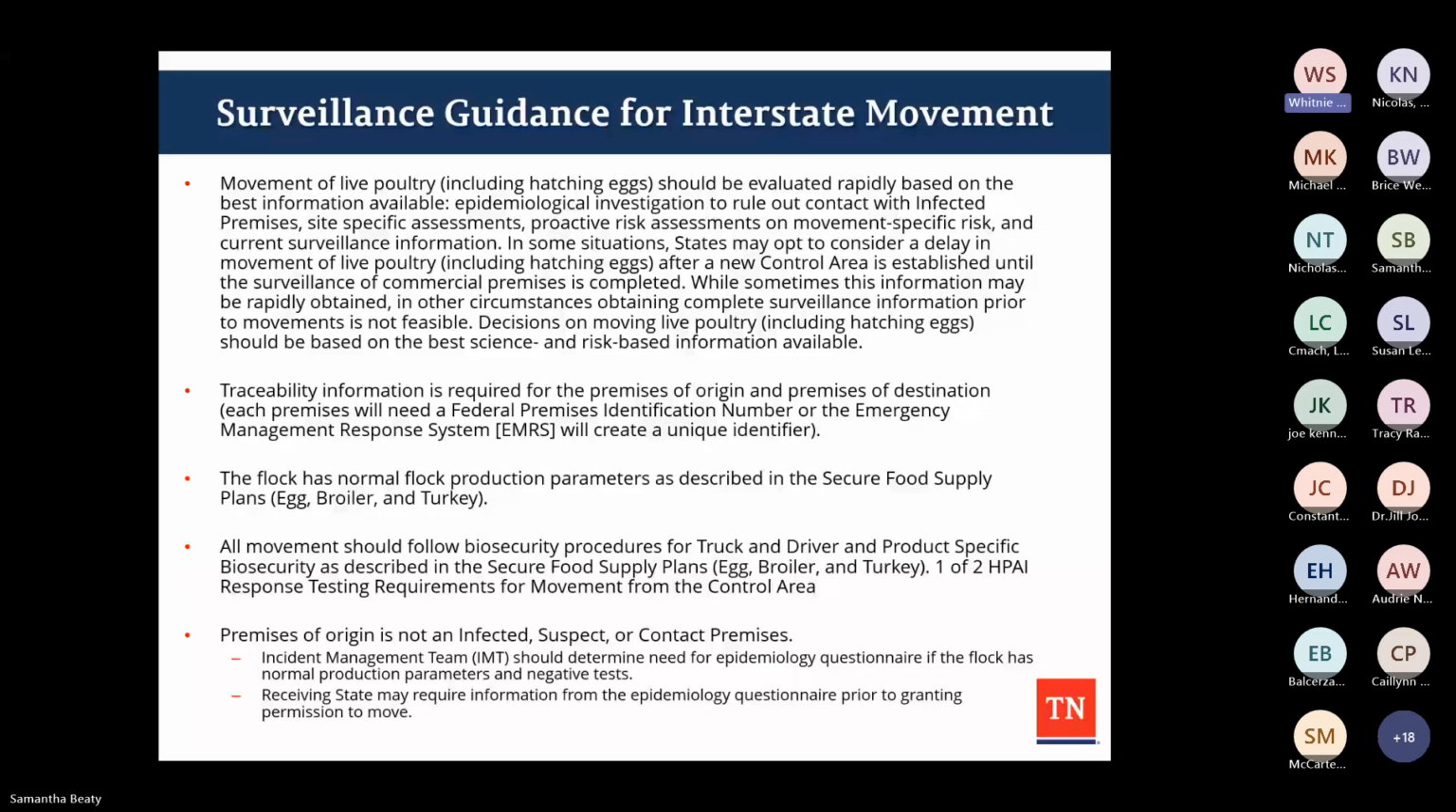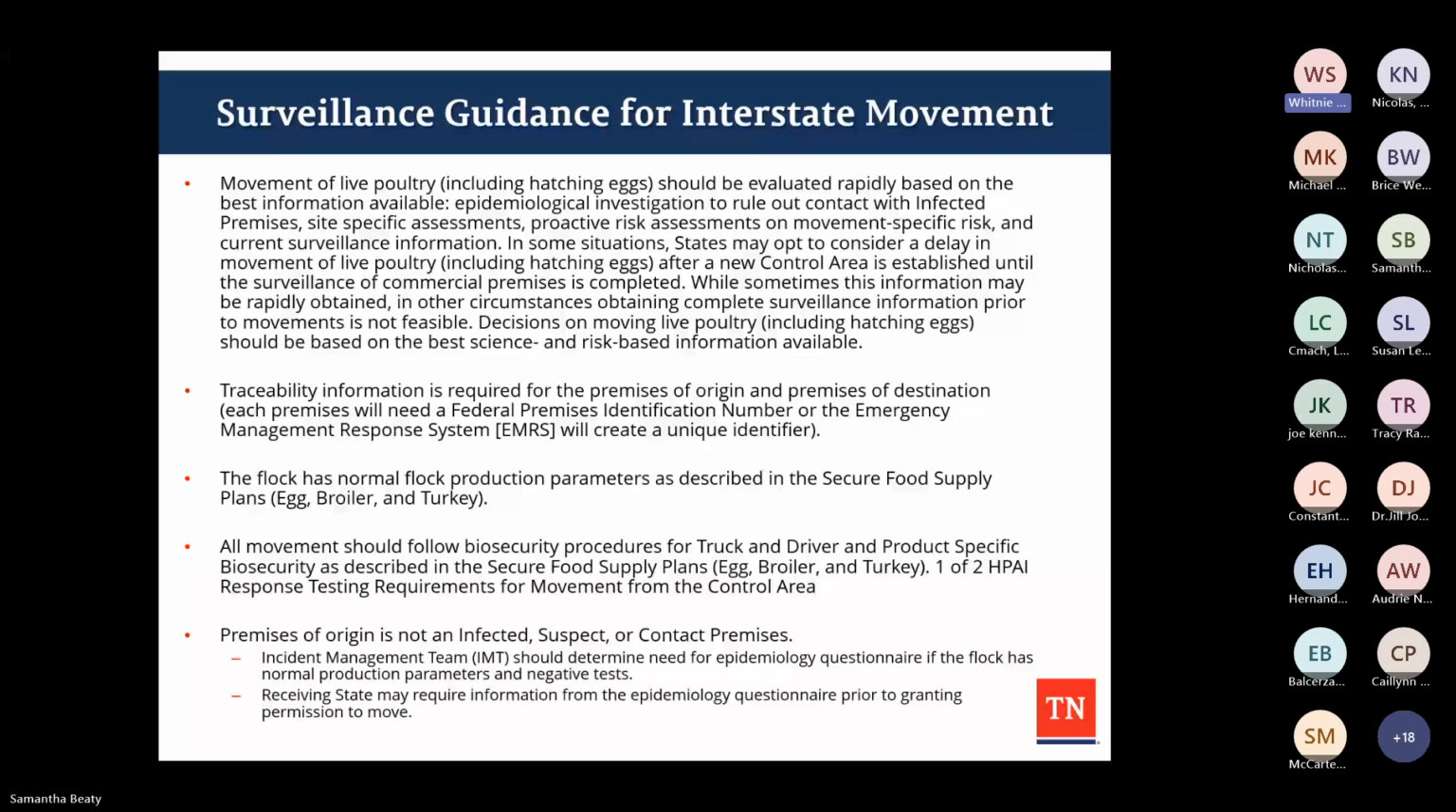So this slide just kind of talks generally about the requirements for both permitted movement and interstate movement. Because a lot of times things are moving out of a control zone just to another place within the state, but they can move out of state. And a lot of times we will also get requests from other states to move birds or eggs or things like that into the state. So it is a case by case basis. We are evaluating sort of the risks.